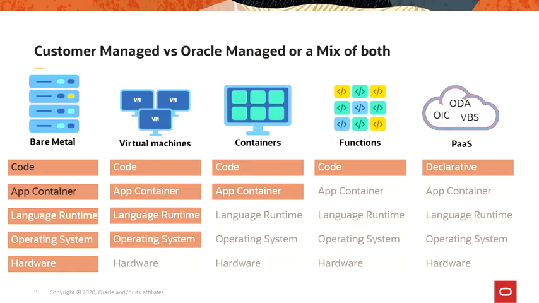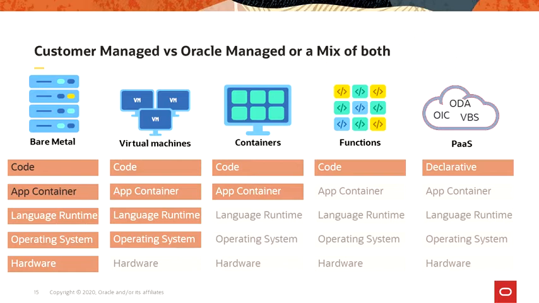So different types of customer managed versus Oracle managed or mixed. Our OCI platform supports a vast range of what you want to do. You can go full on, you do everything, which is the bare metal or the VM approach, where you manage the code, you manage your container, you manage the runtime, you manage the operating system. You don't manage the hardware on that one, we manage that for you. The next one is virtual machines, which is everything but the hardware.